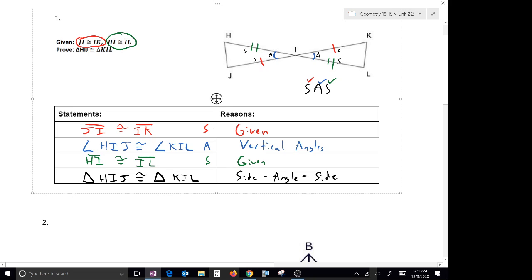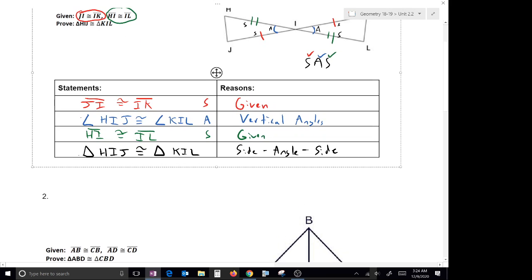Second thing, even though I specified it in this order of SAS, these first three statements can really be rotated in any order. It really doesn't matter as long as we check off all three. I can put the green one first, then the red one, then the blue one. It really doesn't matter. Okay. And that's our proof.